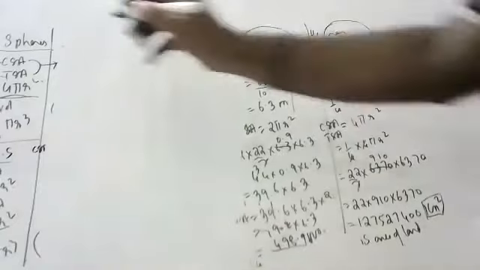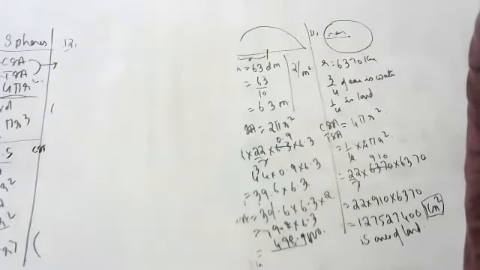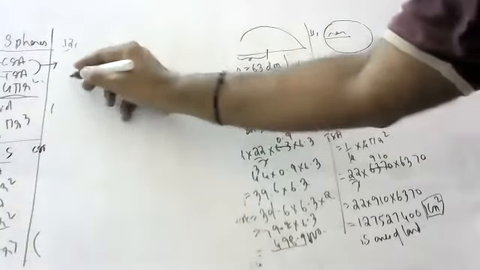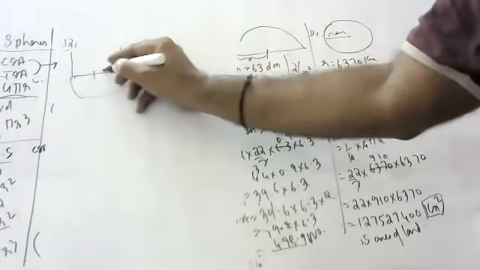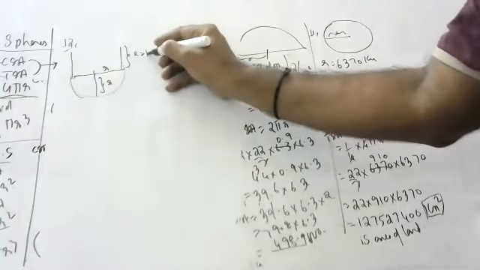Next, let us go to the next sum. Rugved, are you there now? A cylinder of same height and radius is placed on the top of a hemisphere. Now see, there is a hemisphere, and on the hemisphere they are keeping a cylinder of the same radius, and the height is the same as the radius. Are you able to understand?